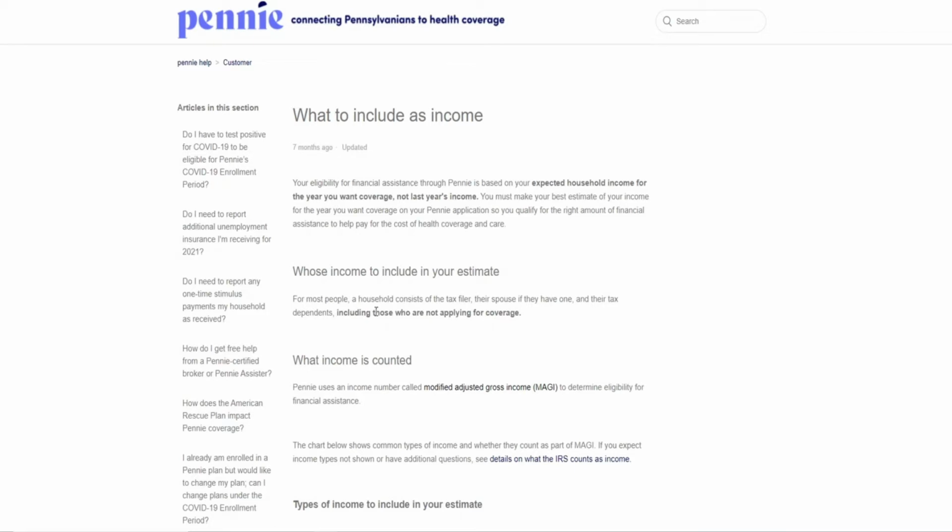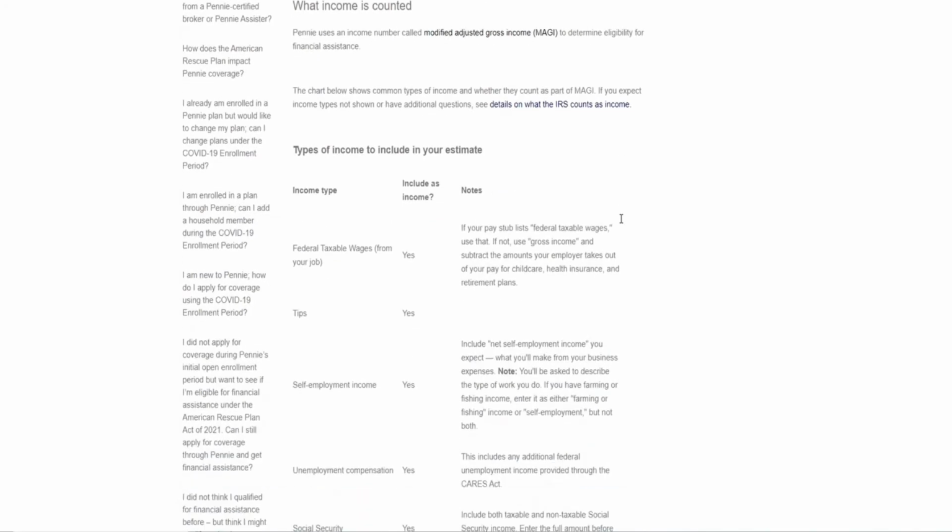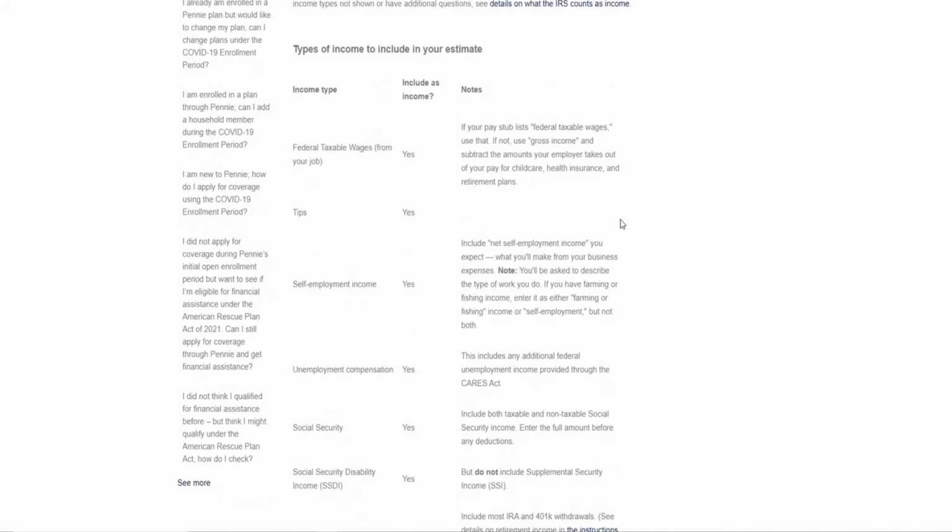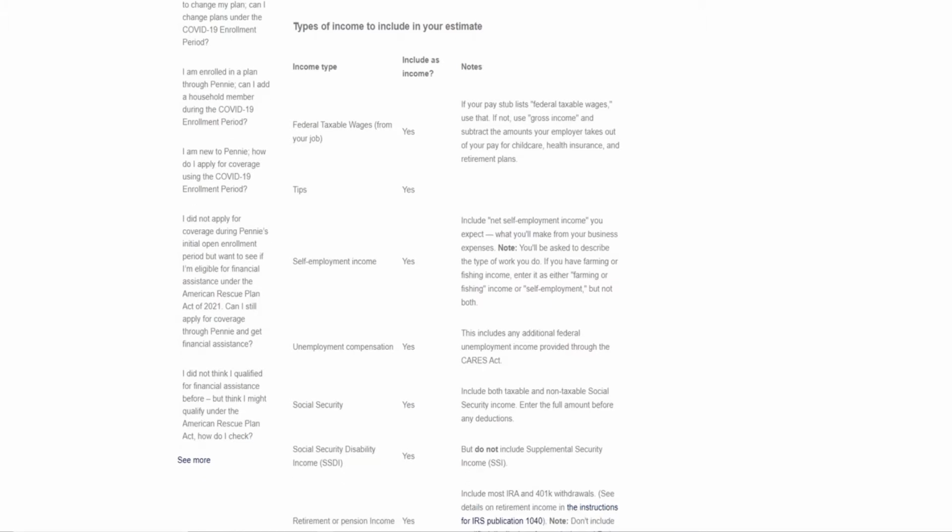And what is counted? Basically, this is, again, another area that we're going to talk about today because it's not just the adjusted gross income that is important, it's the modified adjusted gross income that comes into play with regard to financial assistance. So with that being said, the first thing that I would like to cover is the types of income that are included in these estimates, because quite honestly, we get questions all the time related to, well, does this count, or what should I count in income?